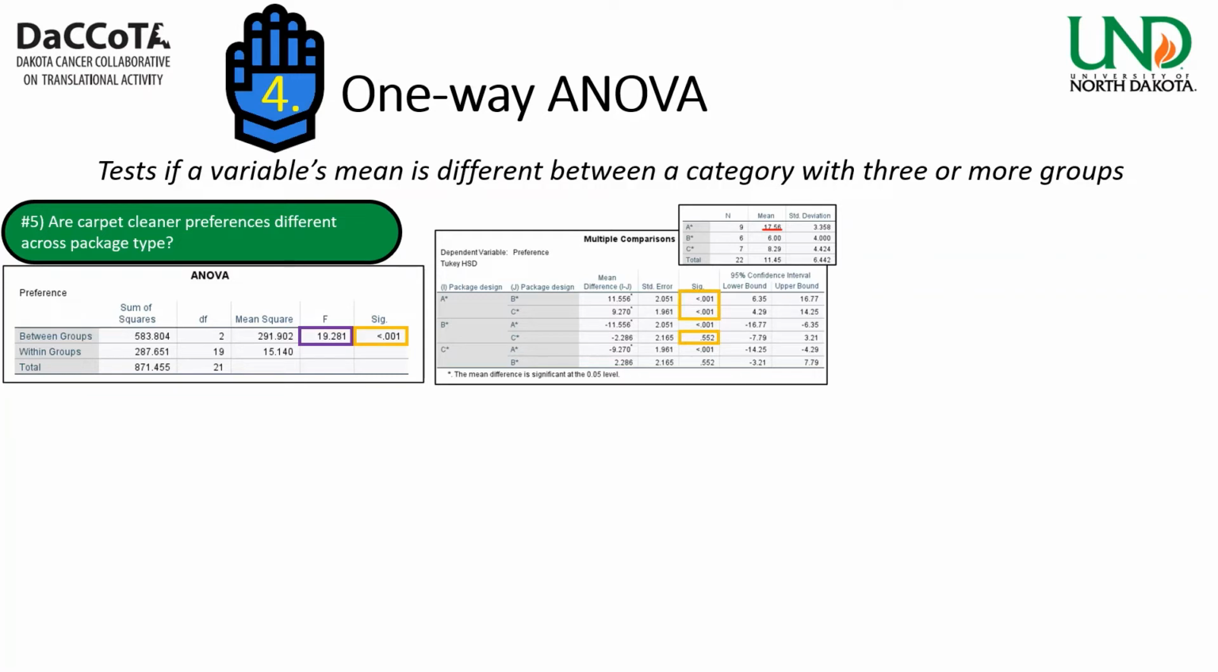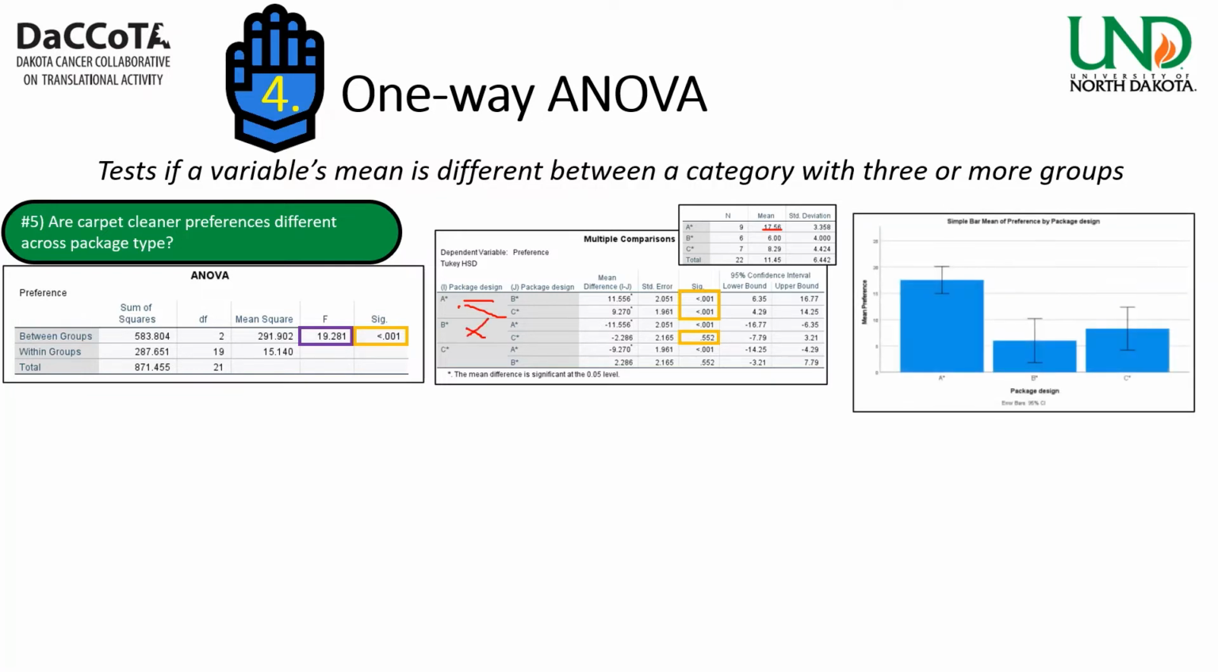And so what we see here is that, yeah, A is significantly different from B and C, but B is not significantly different from C, and we can show that here. Unsurprisingly, package A had significantly higher preference than B or C.